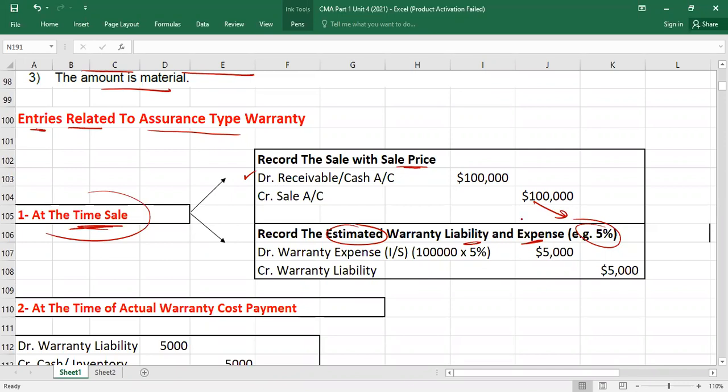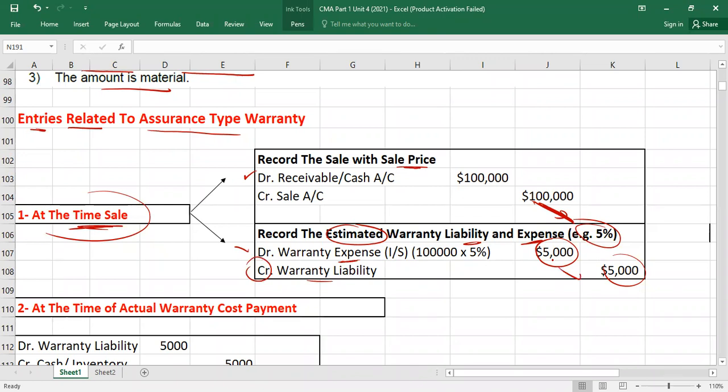So what entry will you pass? You will take 5% of the sale value. It is going to be 5,000. What entry will you pass? You will debit the warranty expense with 5,000, and you will credit the warranty liability with 5,000.